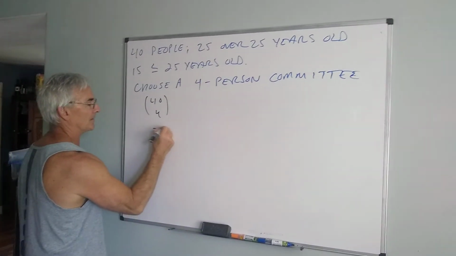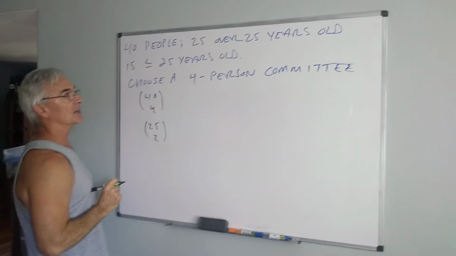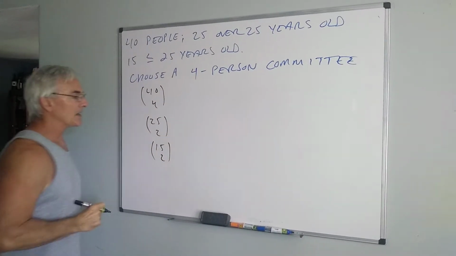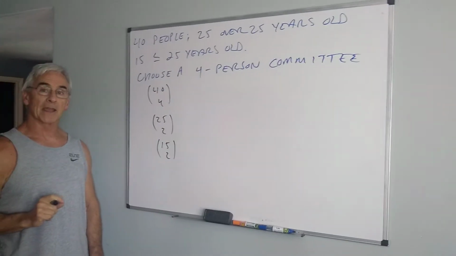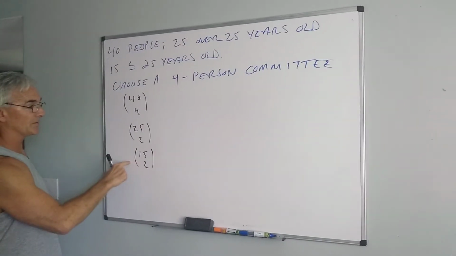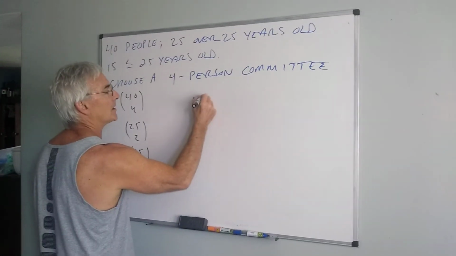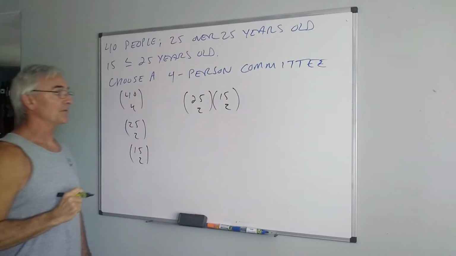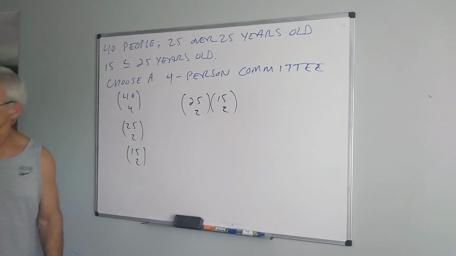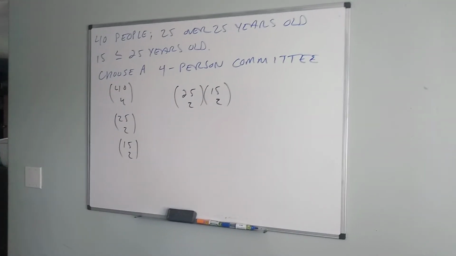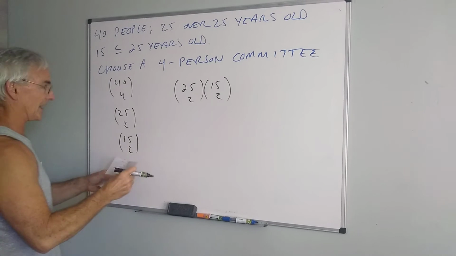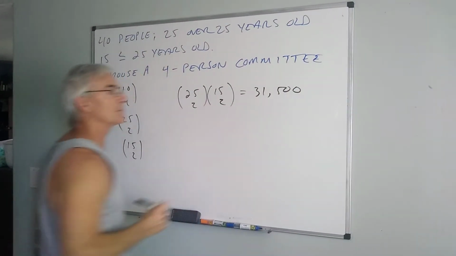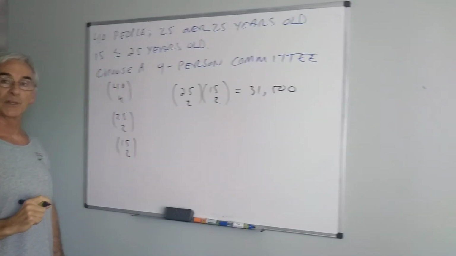That would be 25 choose 2. And how many ways could I choose 2 from the other? That would be 15 choose 2. Now, if I take these choices and I match them to make a 4-person committee from the 2 individual choices, I would clearly multiply these 2 together. Now, I'm not going to break it up into factorials. I'm just going to simply use the combination key on my calculator. And that would produce, in this case, 31,500 possible committees where I have exactly 2 from each group.